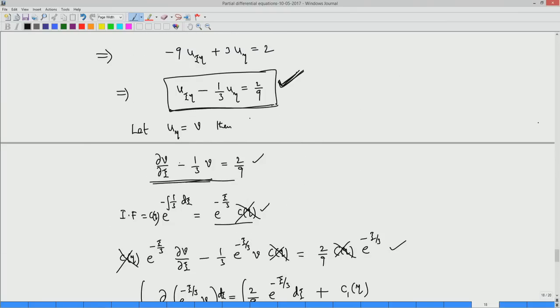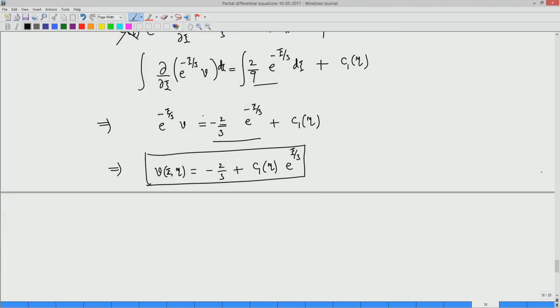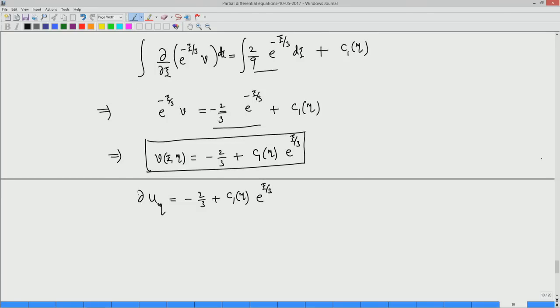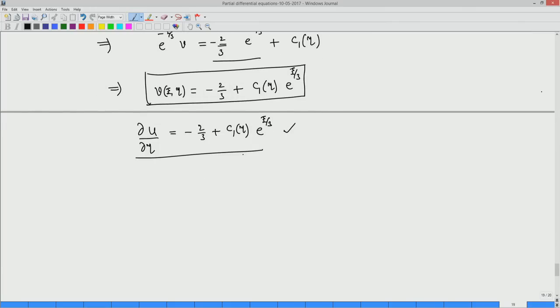What is v? v is u eta. So, u eta of xi eta equals minus 2 by 3 plus C1 eta into e power xi by 3. But you may not be able to integrate this. This is like dou u by dou eta. So, this is the equation now. If you want to get u of xi eta, you have to integrate this equation. Can we integrate this?